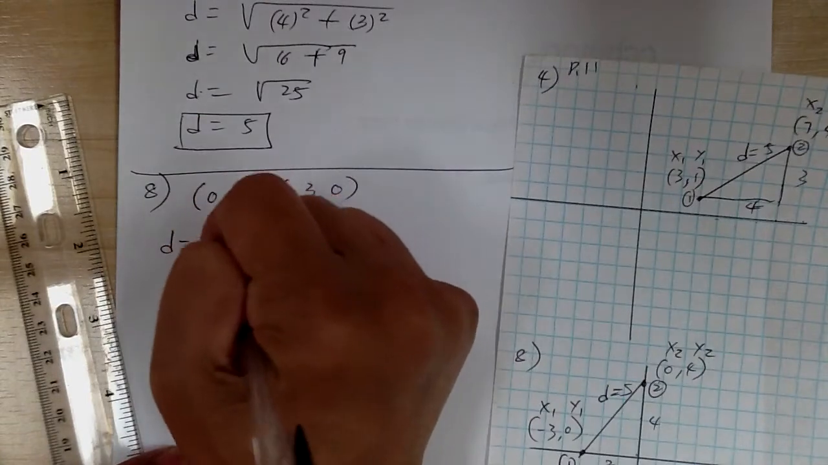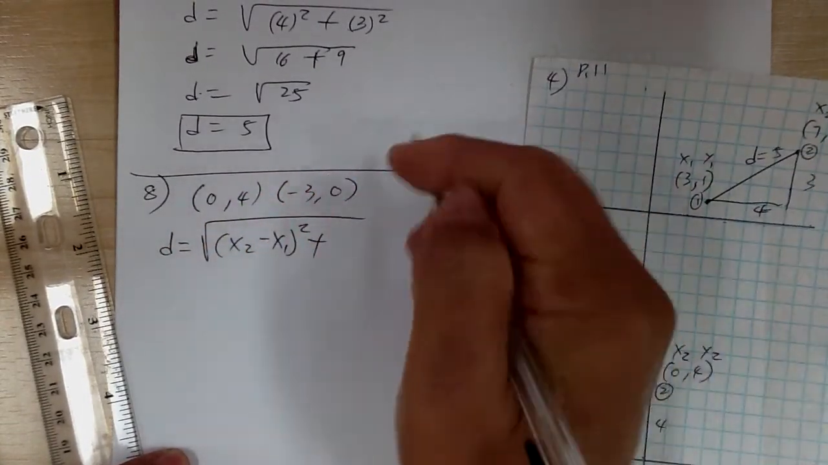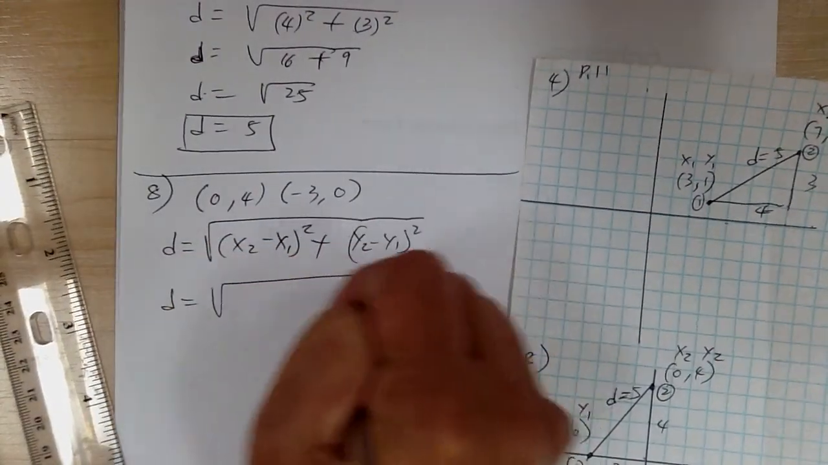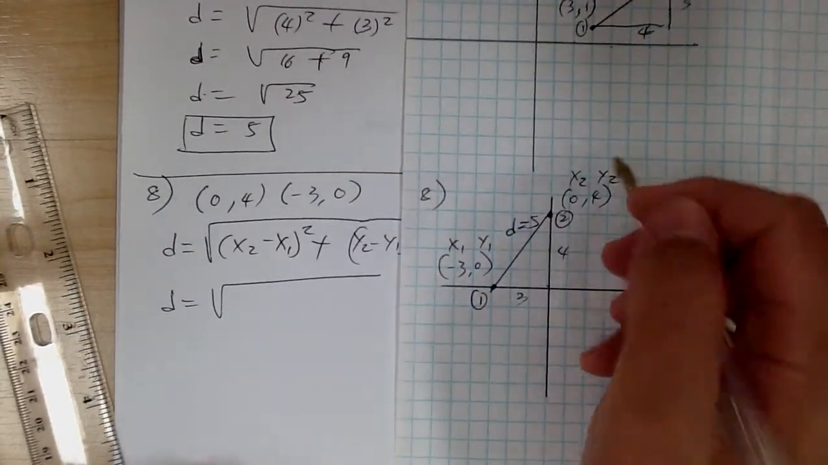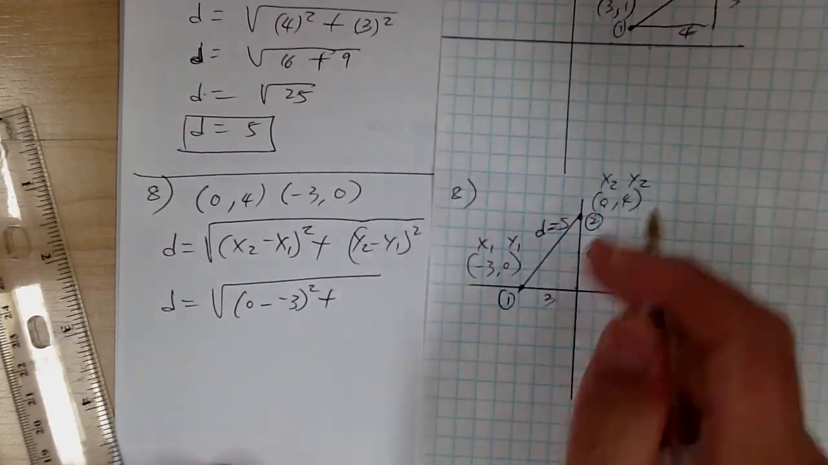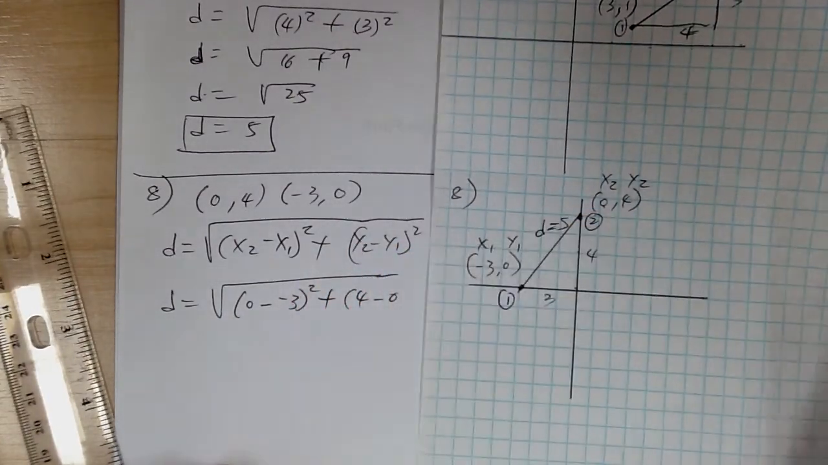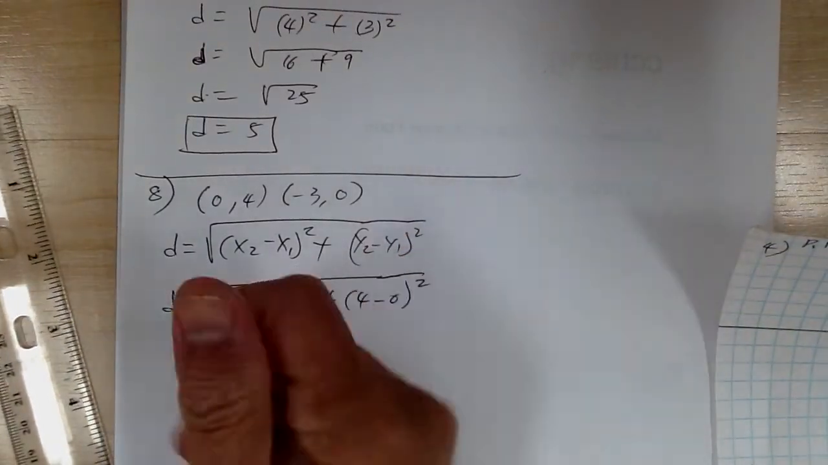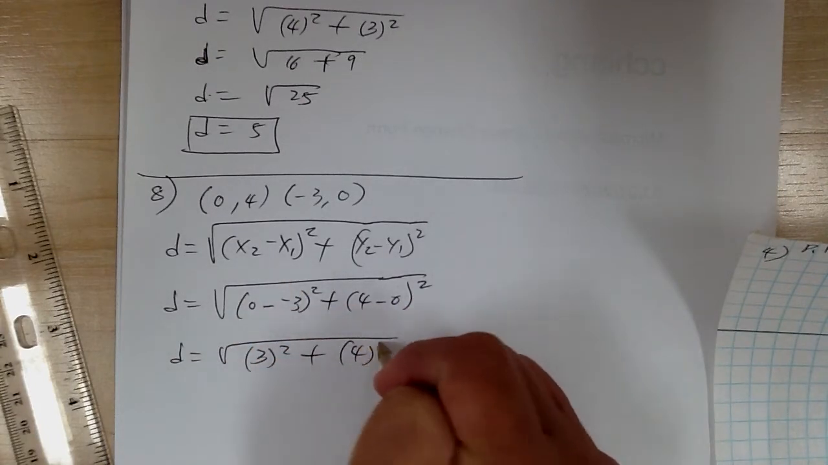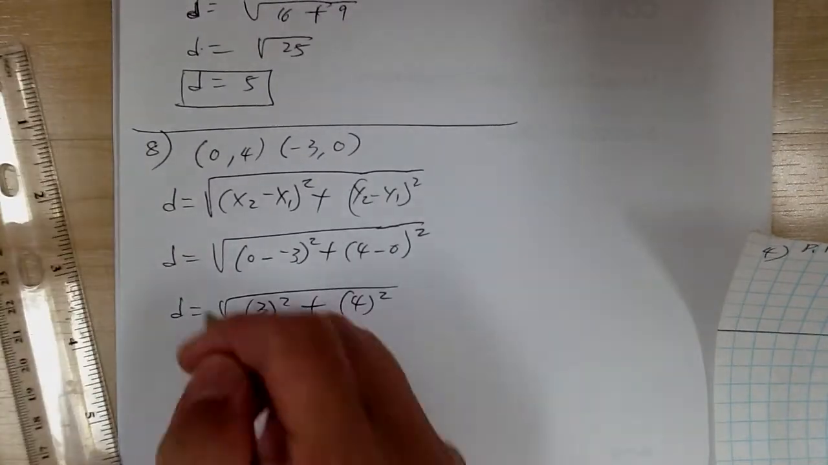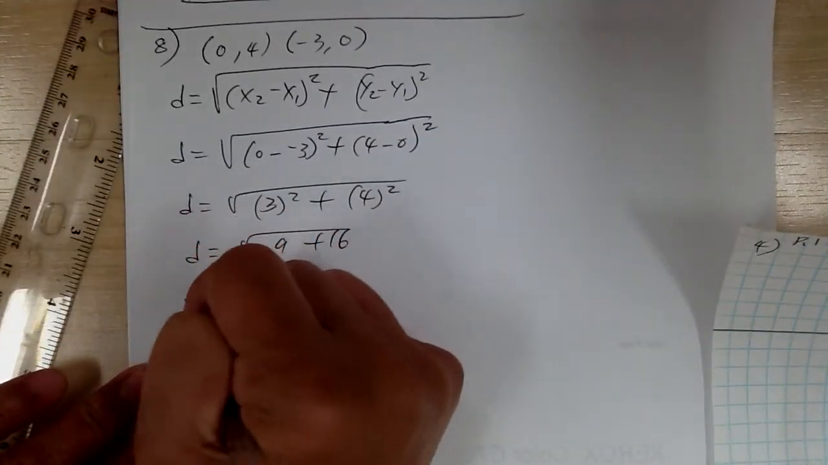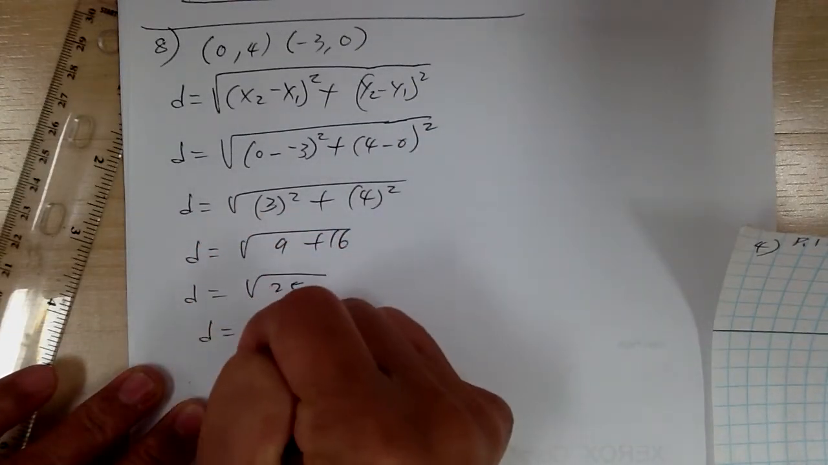So you're going to get again (x2 minus x1) squared plus (y2 minus y1) squared. So substitute everything in here. So you got 0 minus negative 3 squared. And then you have 4 and a 0, so it'll be 4 minus 0 squared. And after that, it's just a matter of working things out. So you're going to get 3 squared plus 4 squared. So distance equals the square root of 9 plus 16. So distance equals the square root of 25. So distance equals 5.